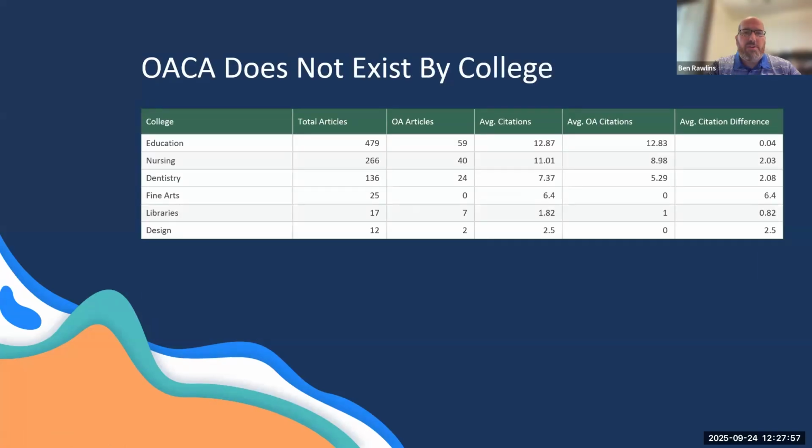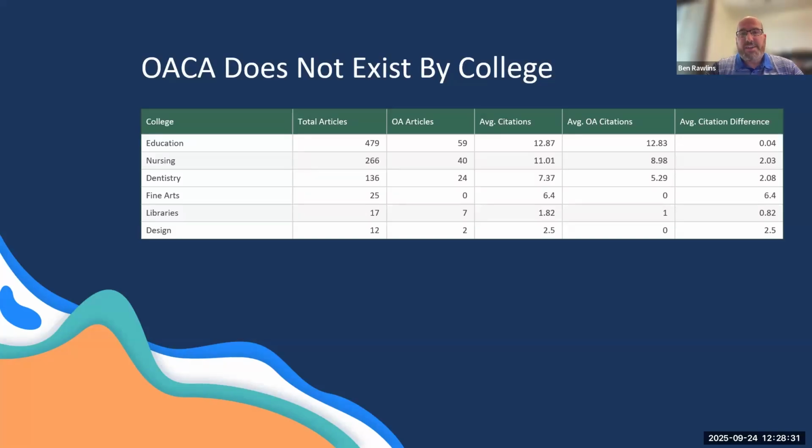On the flip side, there are a few colleges where an open access citation advantage does not exist, and there's some interesting variations here. If we take the College of Education as an example, there's not really a measurable citation advantage either way. The difference between the overall citation rate and open access is nearly identical. The average citation is only 0.04 citations higher than OA in general.